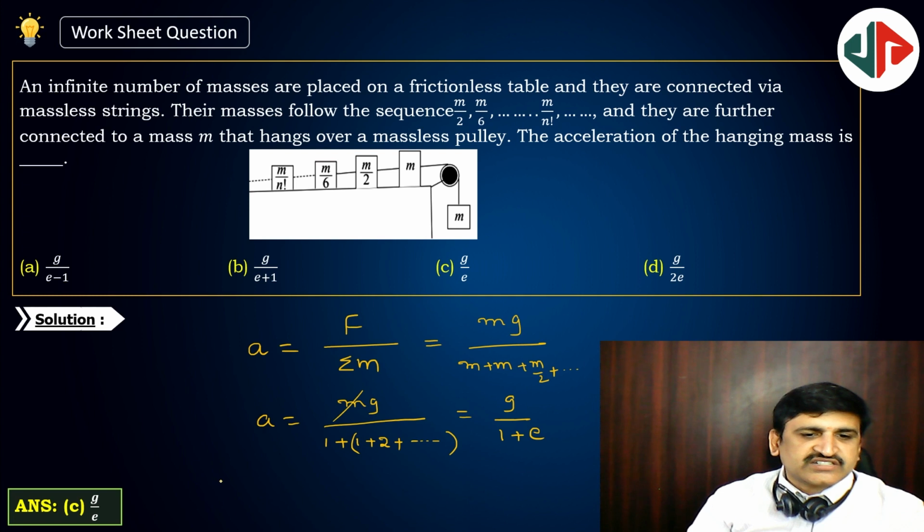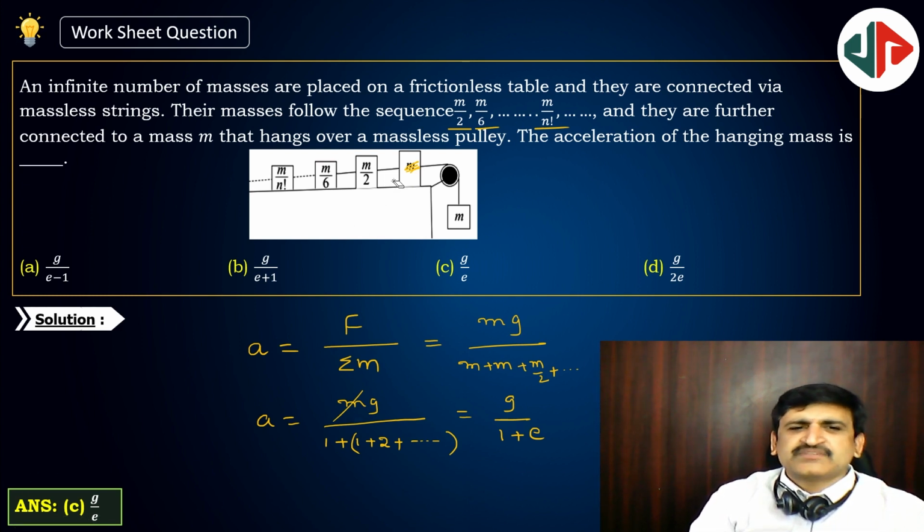I need to change it, okay? Otherwise we have to start with masses following a sequence from m by 2 onwards. This m we shouldn't consider. Then obviously it follows a sequence of m by 2, m by 6 and so on, with n factorial: 1 factorial automatically is this, 2 factorial is this, 3 factorial is 6 and so on. So this block shouldn't be there. If this block is present, it is g by 1 plus e. If this block is absent, then g by e will come.